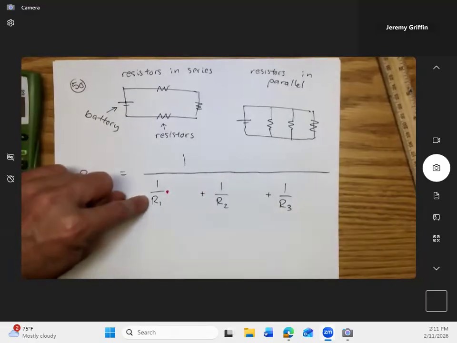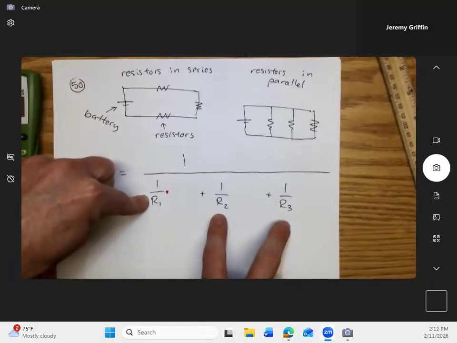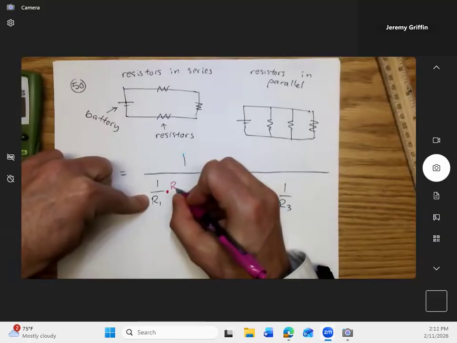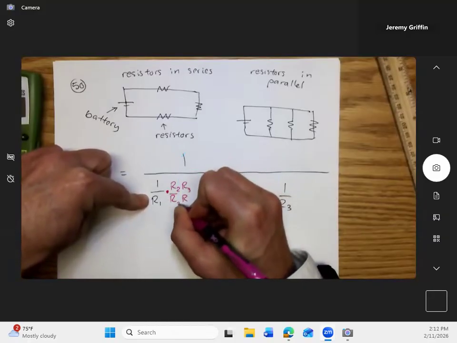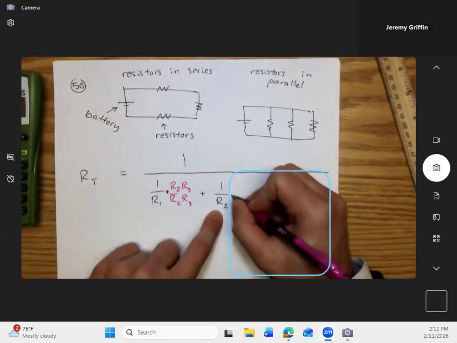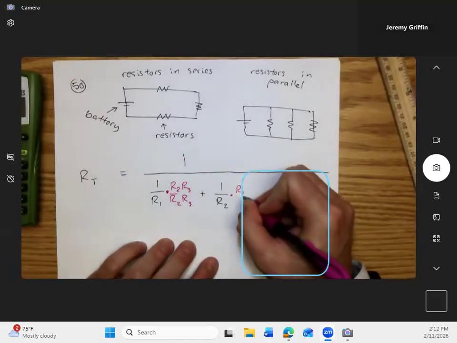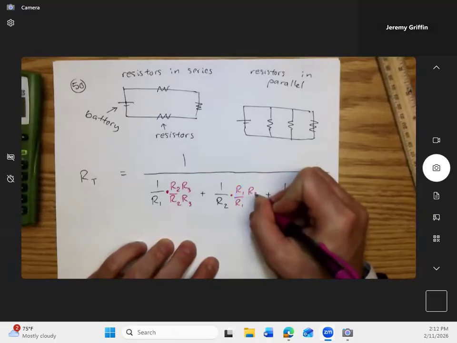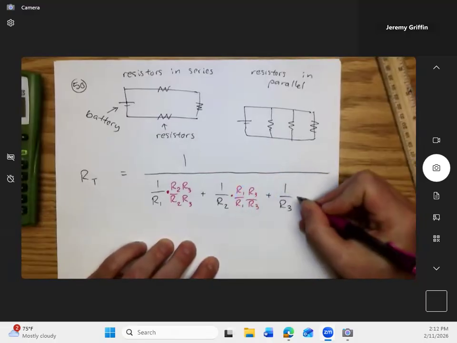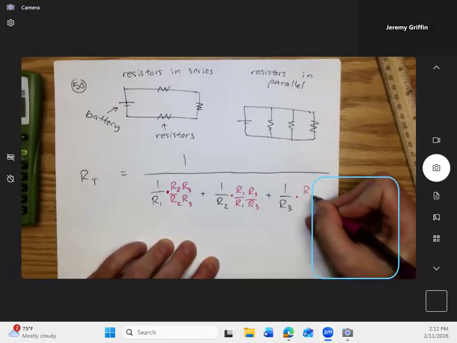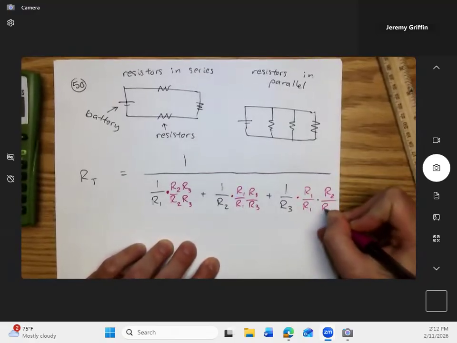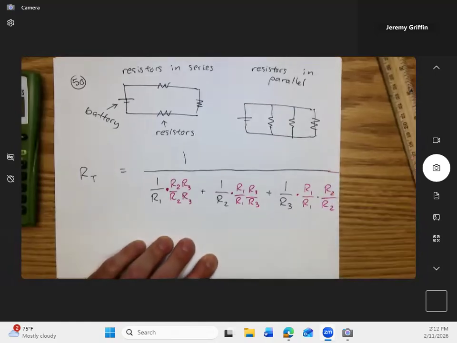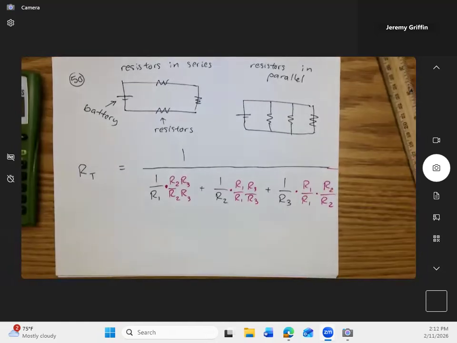I think this first fraction needs the R2 and the R3. Gotta multiply top and bottom. R2 over R2. R3 over R3. Except the second fraction needs the R1 and the R3. R1 over R1. R3 over R3. This last fraction needs R1 over R1. R2 over R2. And that will give a common denominator.